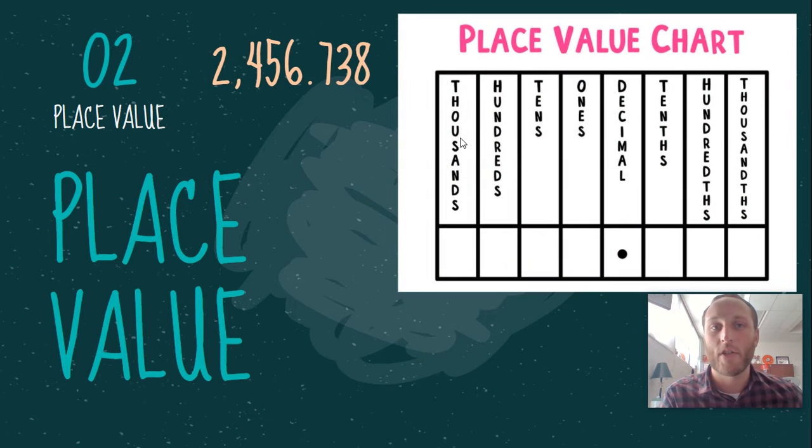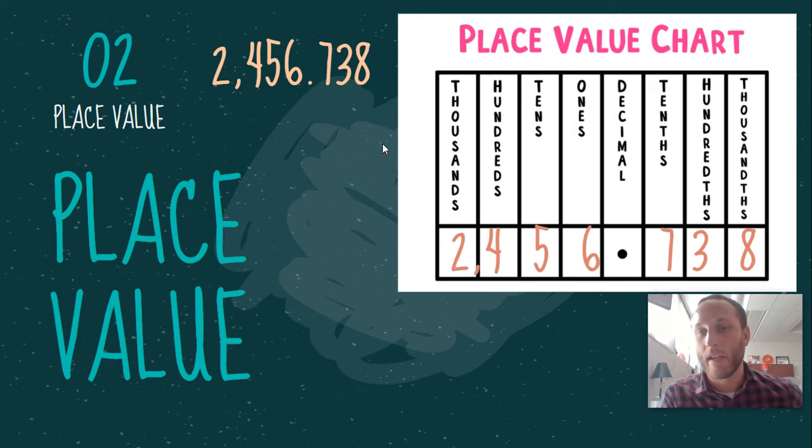Okay, so let's look at a place value chart. If I was looking at a place value chart and I wanted to plot this number down, 2,456 and, because that's our decimal point, 738 thousandths, I would put those numbers in right here. 2 in the thousands spot, 4 in the hundreds spot, 5 in the tens spot, 6 in the ones spot, decimal point, 7 in the tenths spot, 3 in the hundredths spot, and 8 in the thousandths spot. So then I could look at this number and I should be able to figure out place value for all of these.